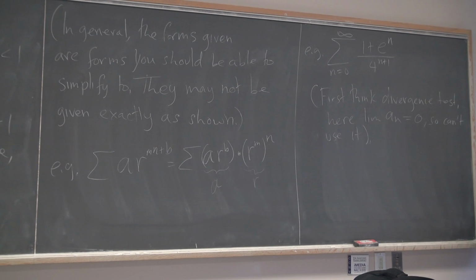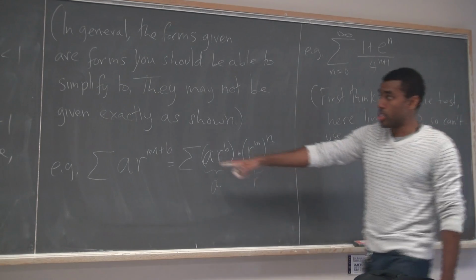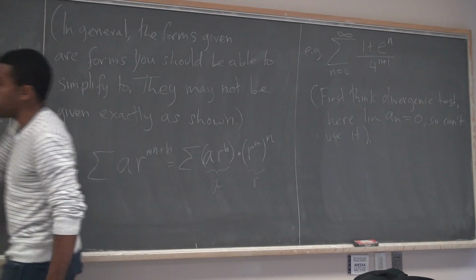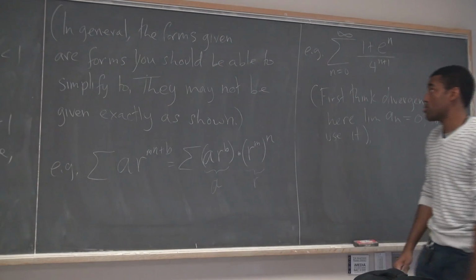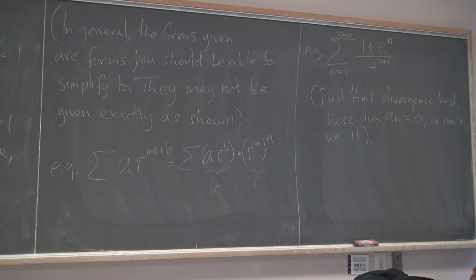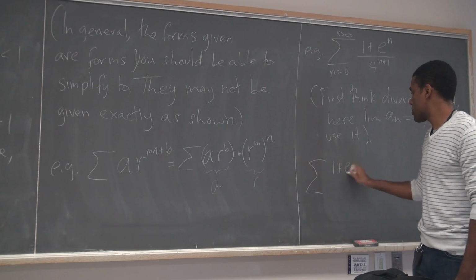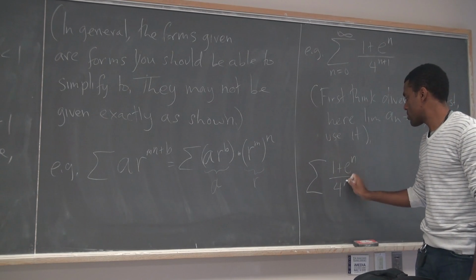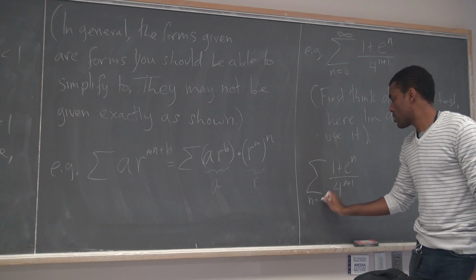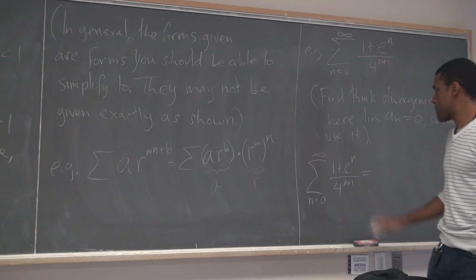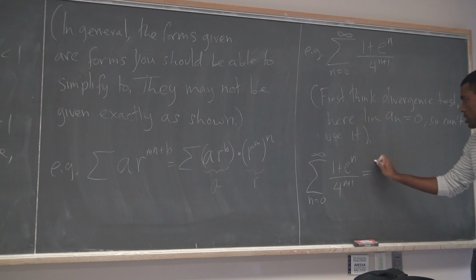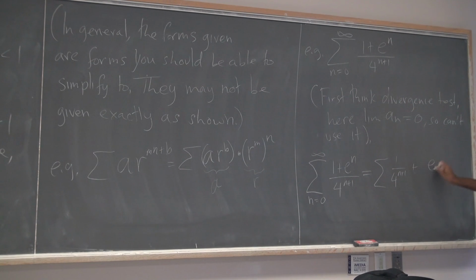Okay, now what? Well, I noticed that there are some things raised to the nth power. And I know that I have the geometric series, where it talks about forms of things raised to the nth power, but it doesn't look exactly like that form, so what do we do? You make it look like that. How do we make it look like that? You can separate them: 1 over 4 to the n plus 1, plus e to the n over 4 to the n plus 1.